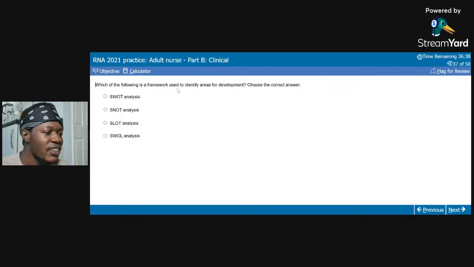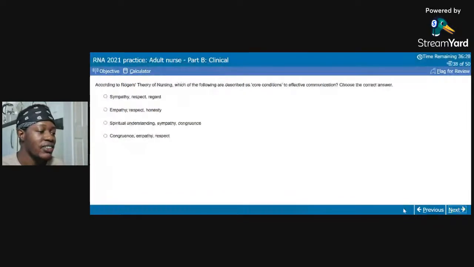Which of the following is a framework used to identify areas for development? I think they should be what? I don't know what it means. Don't ask me, guys.